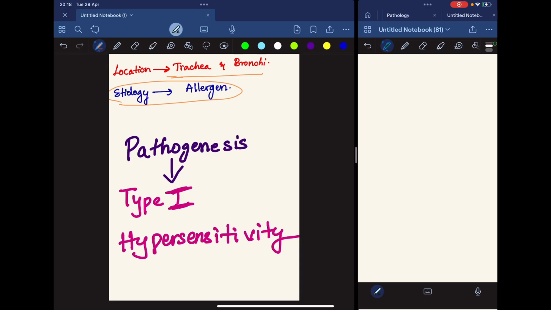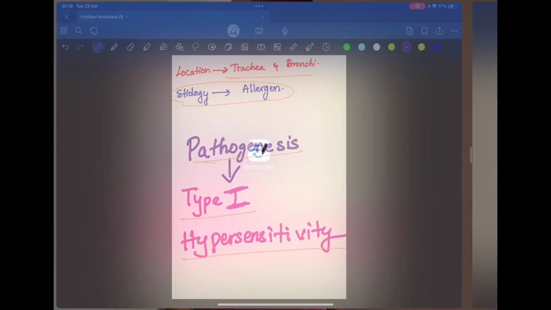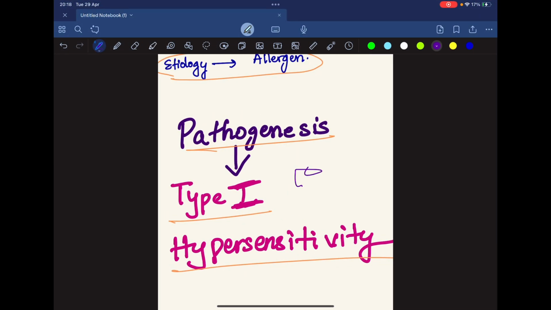Air doesn't reach properly to the alveoli, so it is going to cause an acute asthmatic attack. The pathogenesis follows a type 1 hypersensitivity reaction. Rather than the definition, the pathogenesis of asthma is very much important, also from the MCQ point of view. In MCQ, they may ask which hypersensitivity reaction asthma follows. It follows the type 1 hypersensitivity reaction.